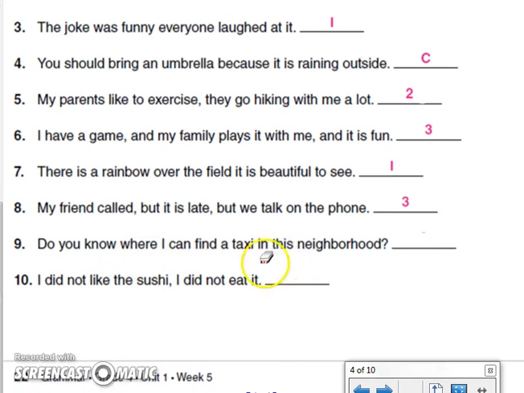Do you know where I can find a taxi in this neighborhood? That sounds pretty good. It's correct. That's a great sentence.